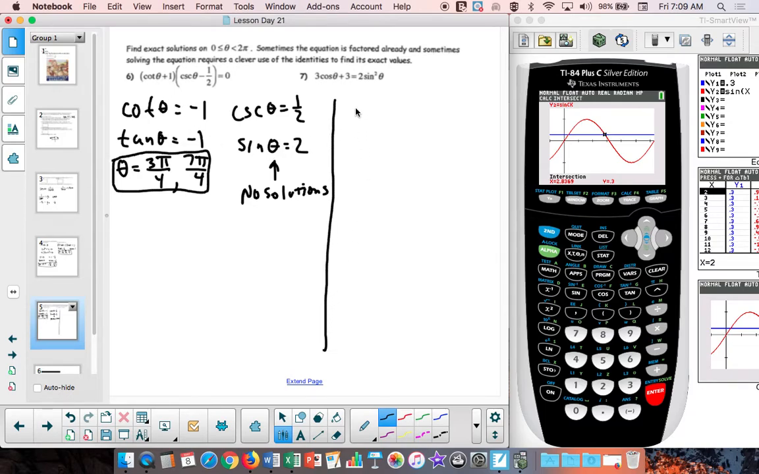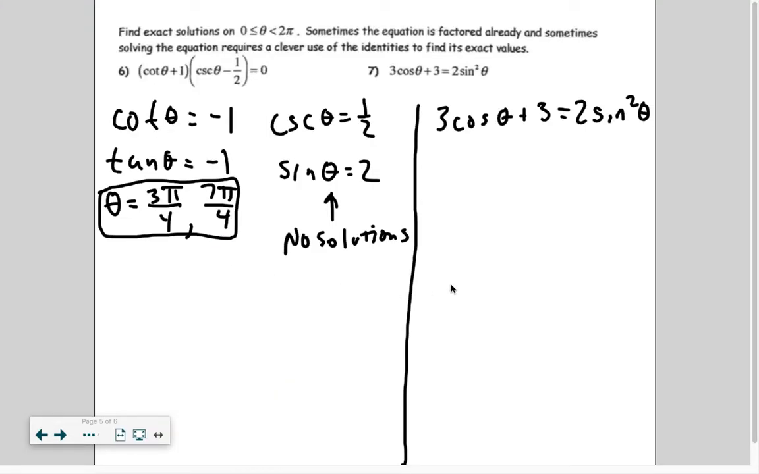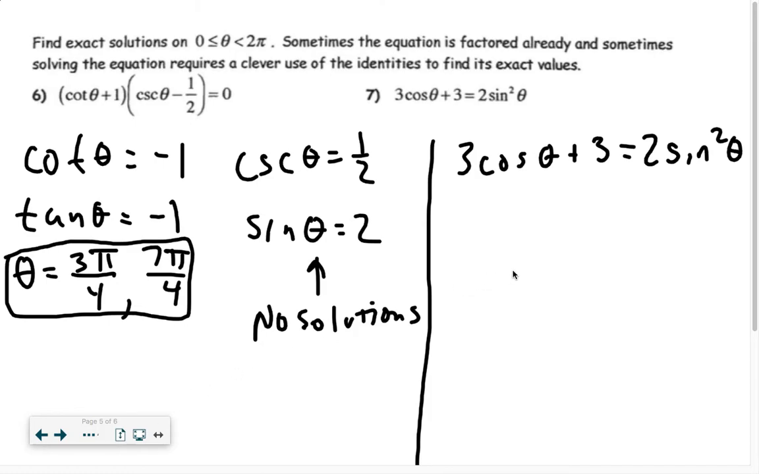But what if we have this situation? So I'm going to rewrite it. 3 cosine theta plus 3, 2 sine squared theta. I'm going to go full screen. And bam, more room. Okay.